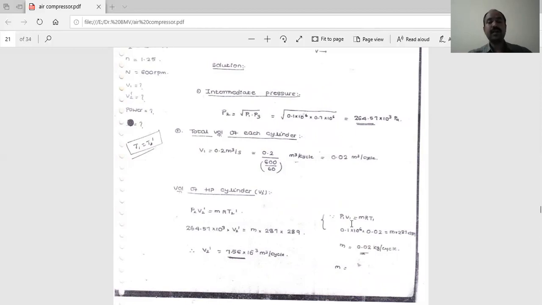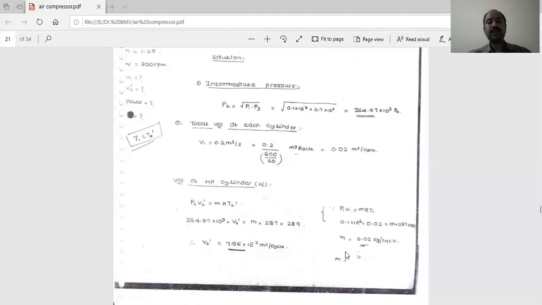M is calculated from the relationship P1 V1 is equal to M into R into T1. Based on that, we calculate the value of M. M becomes 0.02 kg per cycle.